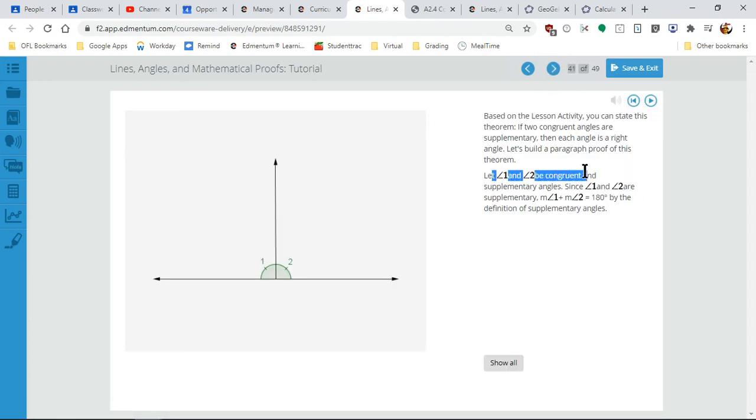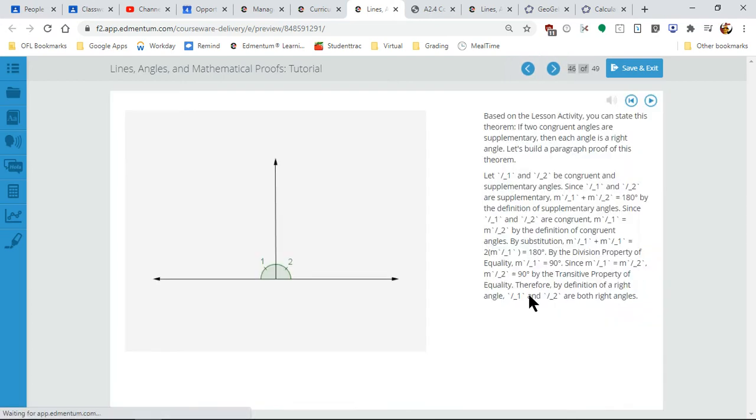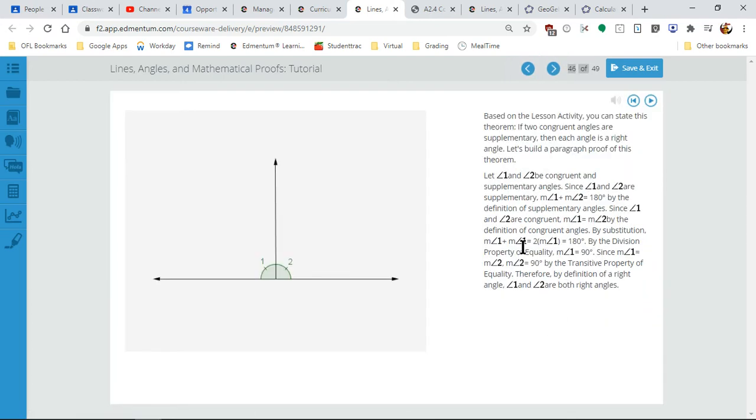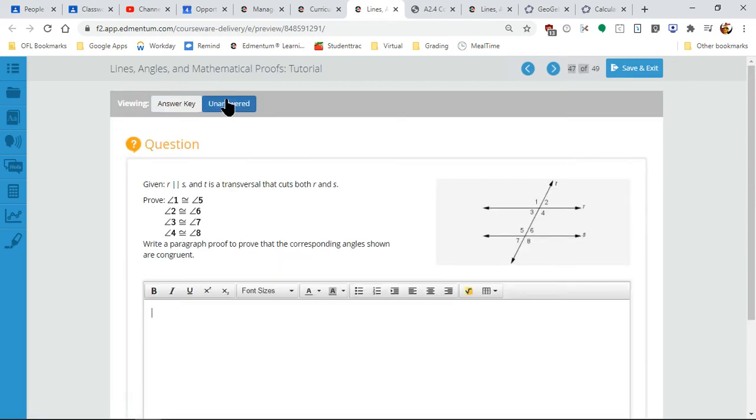So based here, if they're congruent and they make up 180, we can use the substitution property. Since those are congruent, they equal each other by definition of congruent angles. So we can use the substitution property to show that they're equal to 180. So that's what it's talking about here. It also says we can use the transitive property, but that's essentially proofs in a nutshell.